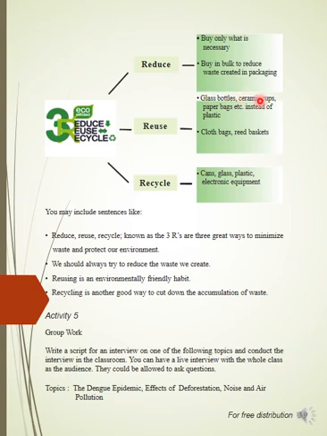And again, I'm writing the third sentence. Reusing is an environmental friendly habit. We can use glass bottles, ceramic cups, paper bags, etc. instead of plastic. And also we can use cloth bags and reed baskets too. And now I'm going to write the fourth sentence. Recycling is another good way to cut down the accumulation of waste.